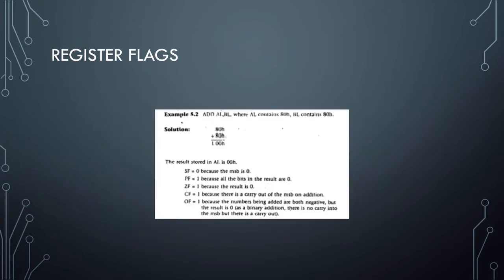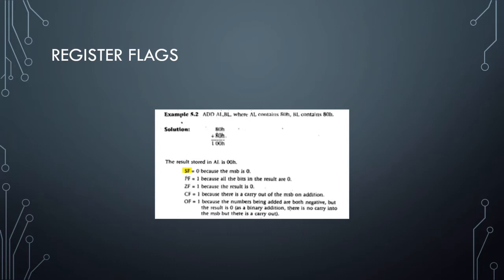This addition example right here shows us how some of these flags are used. So we have two hexadecimal numbers. We're adding 80 in hexadecimal to 80 in hexadecimal, and our result ends up being 100 in hexadecimal. And looking at some of these flags, the sign flag is 0 because the most significant bit is 0. So this is not a negative number.